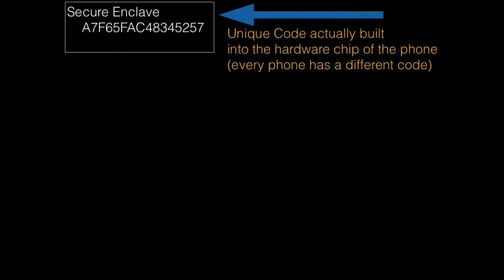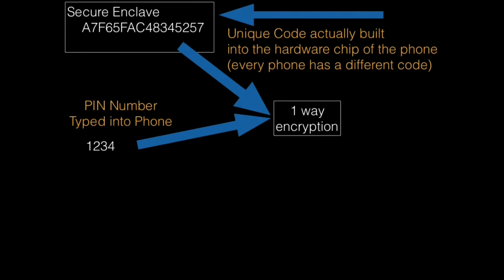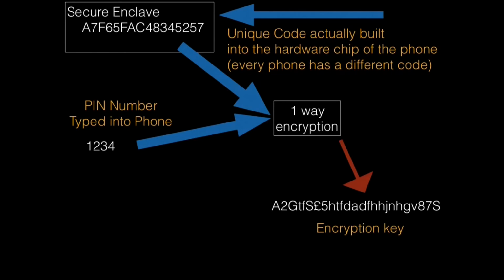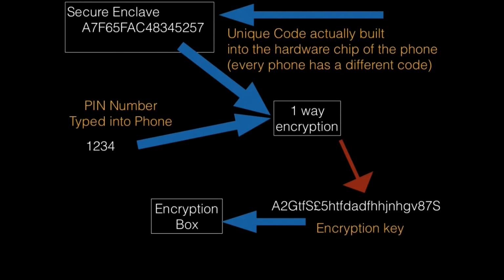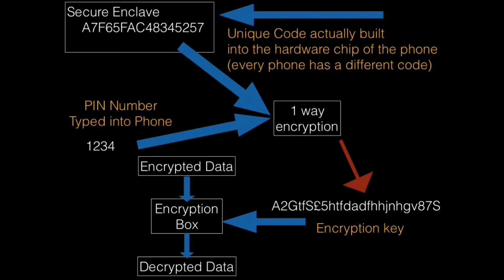This is impossible to get hold of using the software, other than software within the secure enclave itself. So what happens when you type your PIN number into the phone? The computer, iOS, the operating system, gives that PIN number encrypted into the secure enclave, which then uses a form of one-way encryption, a hash, to create an encryption key. This encryption key is used in another encryption piece of code that allows your encrypted data to be decrypted.